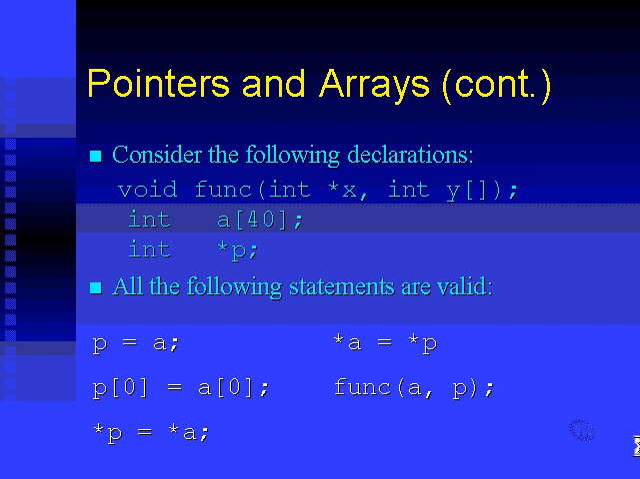You can pass a and p into the function. Now, a is being passed into the first parameter, and p is being passed into the second parameter. And the compiler will not complain about that. And of course you can do p equals a, which is probably the way that you would expect it to work. All of those things work.